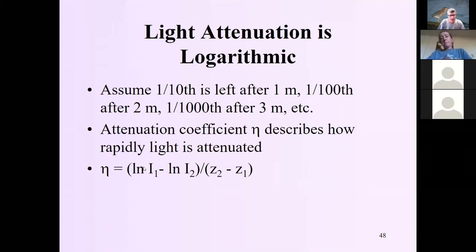So within a meter, Willow would have gone from 1,000 to 500 in 1 meter, and in Pot 2, it might have gone from 1,000 to 800 in a meter. So there's more attenuation in Willow, so this number would be larger.